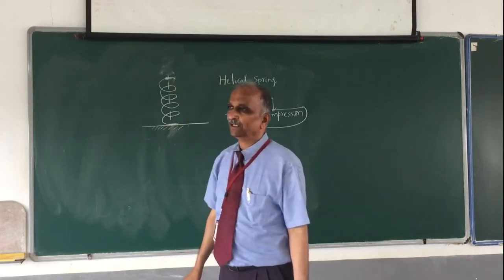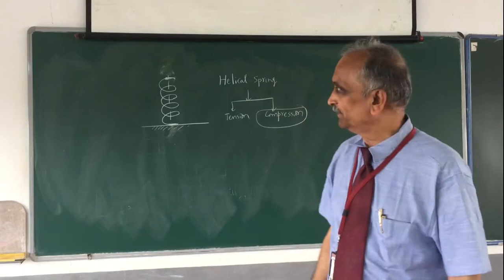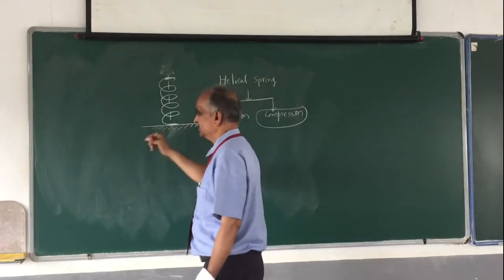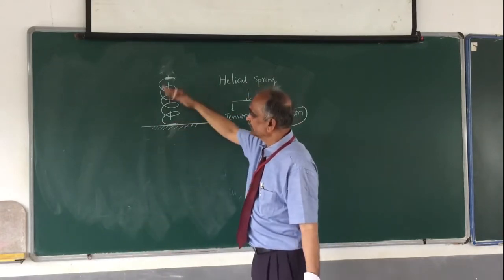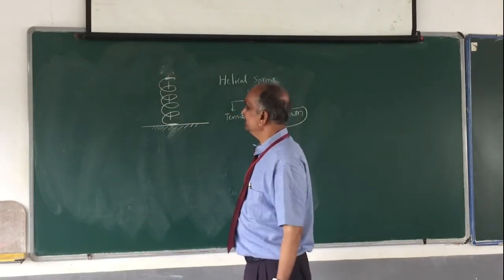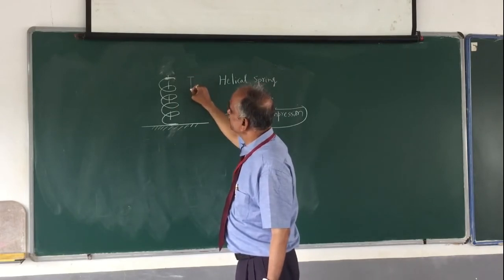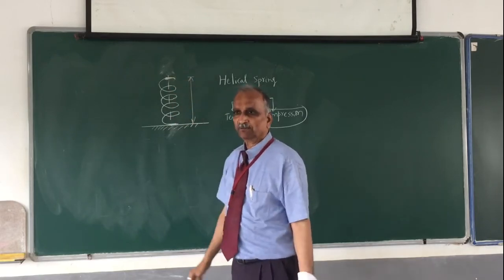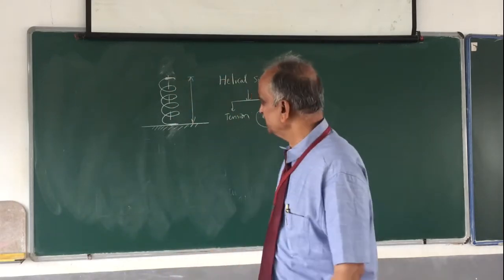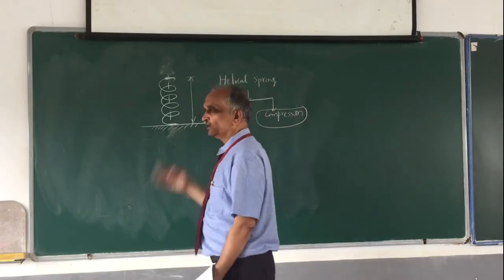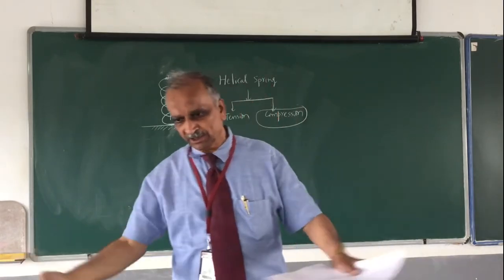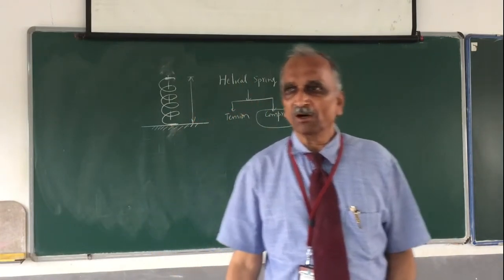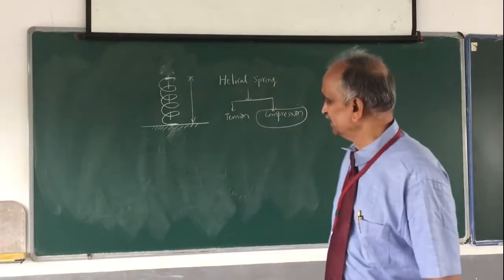I have taken a helical spring which is compression type, and I have kept it on the surface of a table, say on the ground. I have not applied any load. I just measure the length of the spring along the axis when there is no load. If you keep it vertical, you may call it height also. If you keep it horizontal, then we call it length. Whether it's the length of the spring or the height of the spring, both are one and the same.